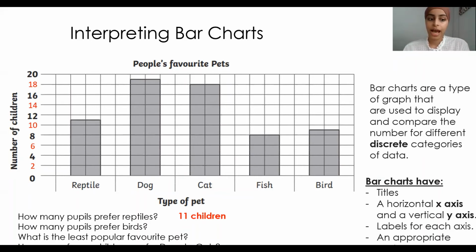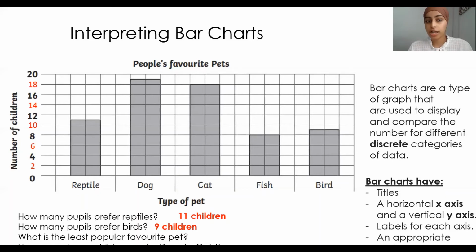Okay. How many pupils prefer birds? So again, we need to find it at the bottom. So we find birds, go to the top of the bar and follow it along. You can use your ruler to follow it along exactly towards our y-axis. And again, it looks like it is right between our 8 and 10. So it's not 8 and a half, it is 9. 9 children prefer birds.